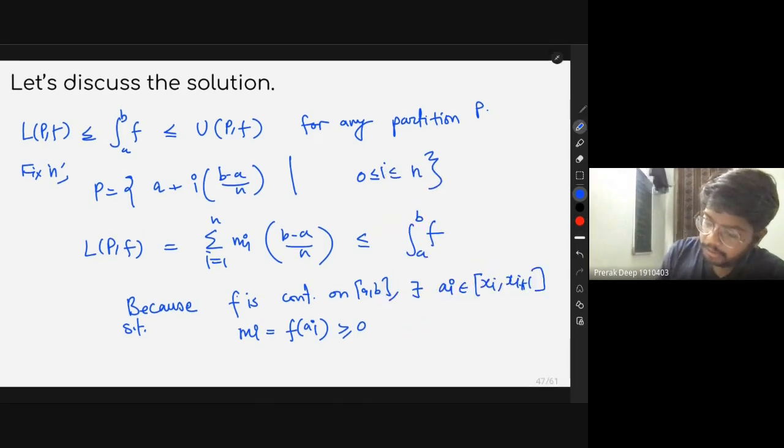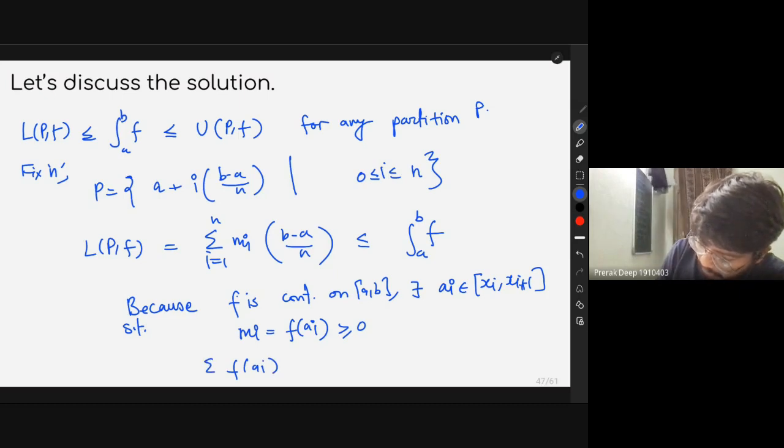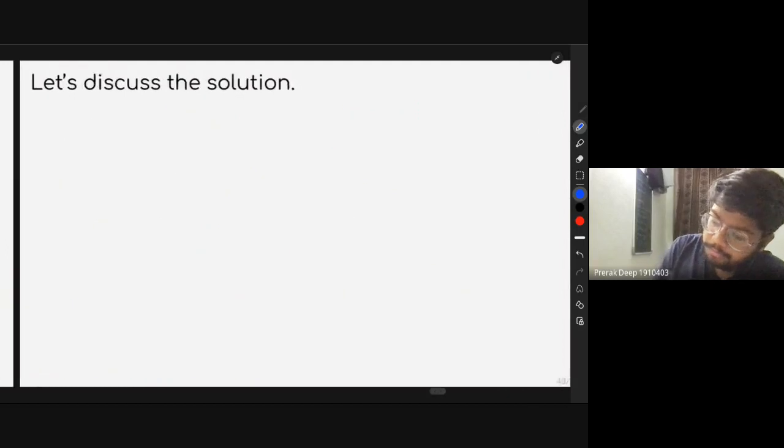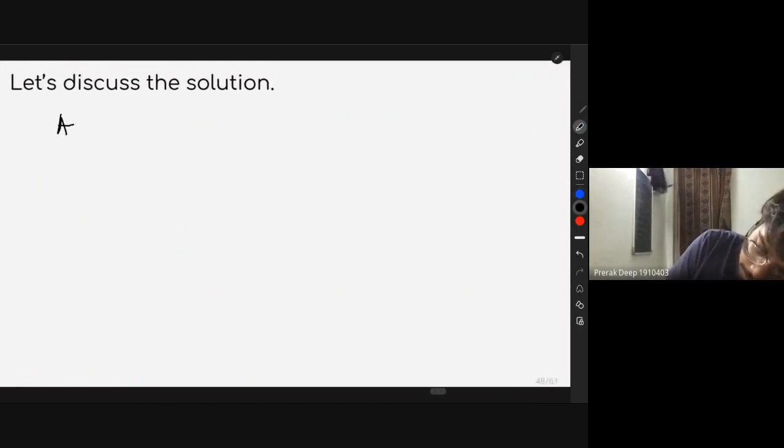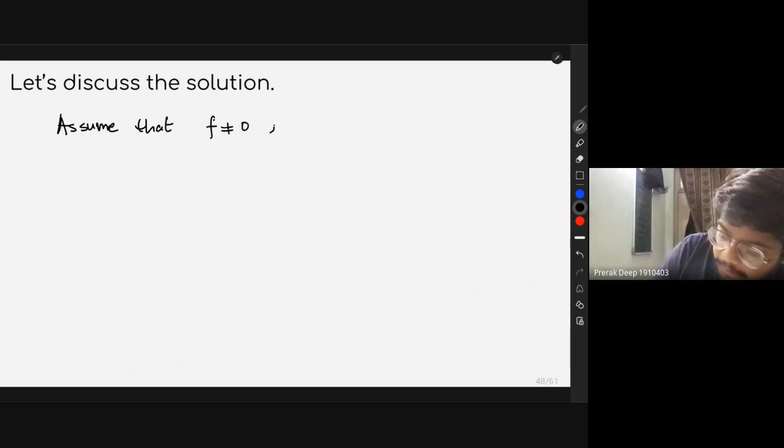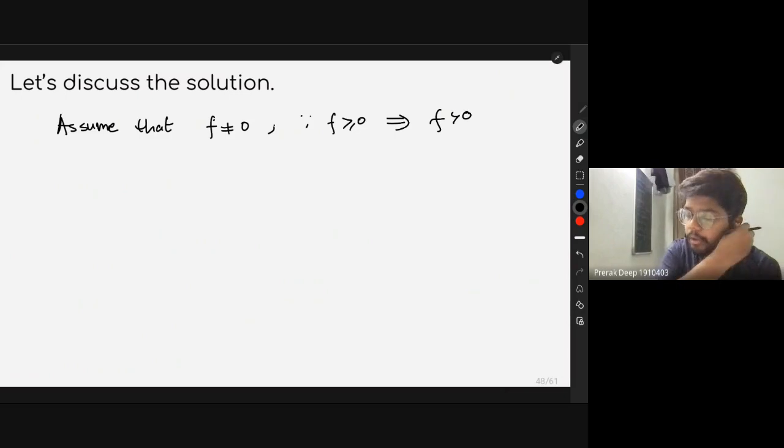So now we further, what do we get from here? We get that the summation of f(a_i) times (b minus a) by n is larger than or equal to this. Okay, now if we assume that f is not zero, and since f is positive or zero, this implies that f is strictly positive on [a,b].